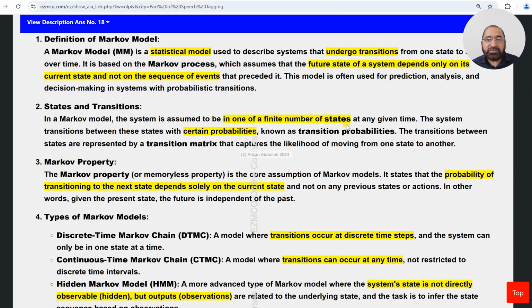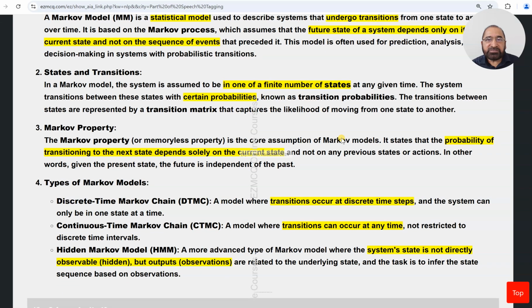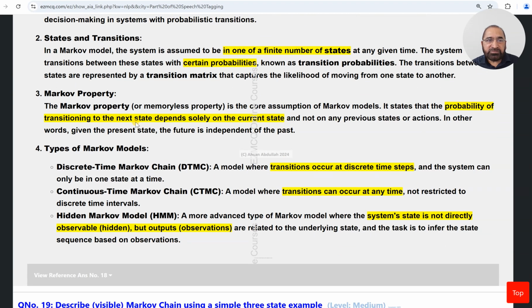When the system moves from one state, it moves to one of a finite number of states with certain probabilities. Those are called the transition probabilities, and there's a transition matrix also. I'll show you all of this. In the Markov property, the probability of transitioning to the next state depends solely on the current state. It doesn't depend upon the prior states, and it also does not depend upon the sequence of the prior states. The sequence of the prior states is covered by another model.